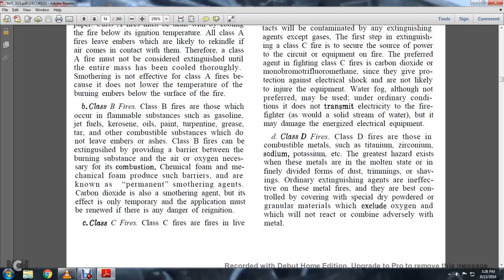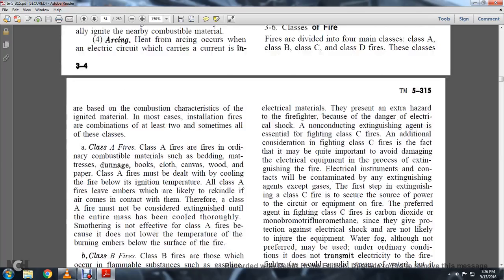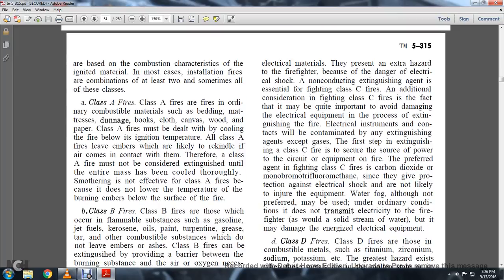Class C. Class C fires involve live electrical materials. They present an extra hazard for the firefighter because of the danger of electric shock. A non-conducting extinguishing agent is essential for fighting Class C fires. An additional consideration is that it might be quite important to avoid damaging electrical equipment in the process of extinguishing the fire. Electrical instruments should not come in contact with or be contaminated by extinguishing agents, except gases.